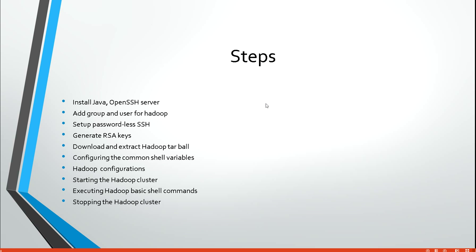So what are the steps we are going to follow to install and enable Hadoop cluster on Ubuntu? So we are going to install Java and OpenSSH server, which is a prerequisite for Hadoop software. Then we are going to add a group and a user for Hadoop. In step 3 we are going to set up passwordless SSH. We'll talk about why we need passwordless SSH in a minute. In step 4 we are going to generate the public and private RSA keys.